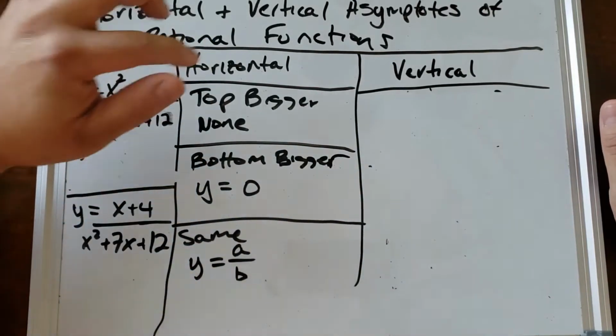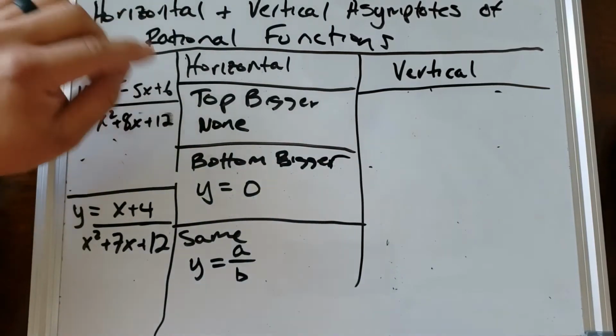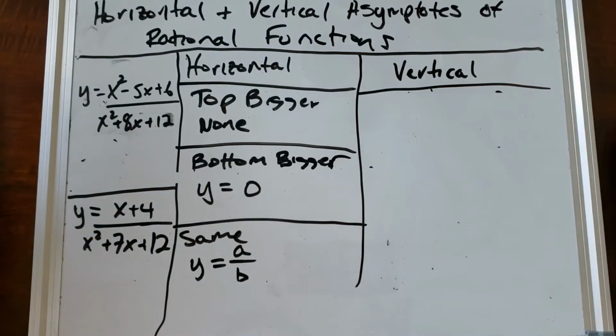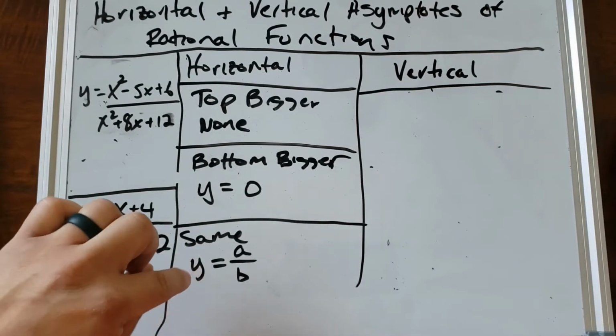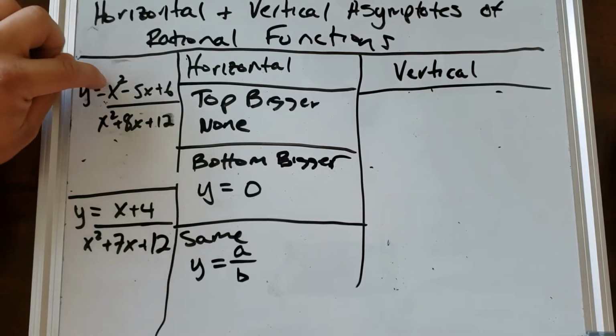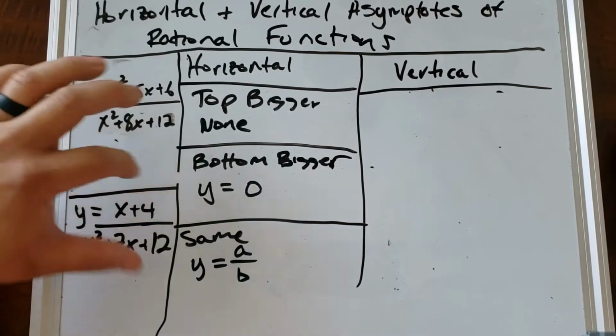Now, here are my 3 rules. If the top exponent is bigger, there's no horizontal asymptote. If the bottom's bigger, then it's y equals 0. And if they're the same, you go back here, and wherever that biggest exponent was, you take the number in front, the coefficient of the top divided by the bottom. Okay, so let me go through.